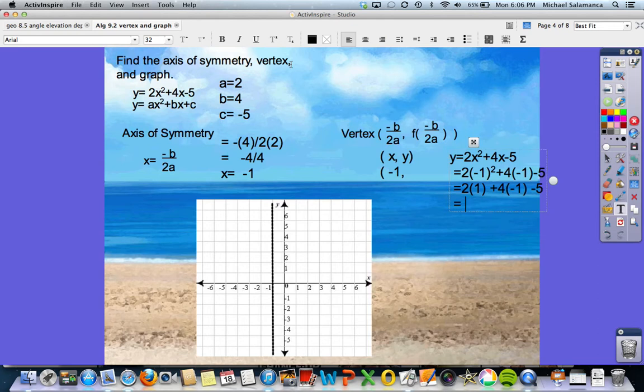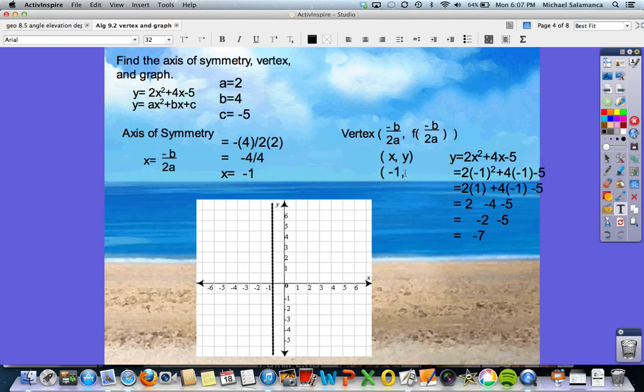So now we're going to do multiplication. So 2 times 1 is 2. 4 times negative 1 is negative 4. Then we have minus 5. So 2 minus 4 is negative 2, and minus 5 we're just bringing down. So negative 2 minus 5 is negative 7.